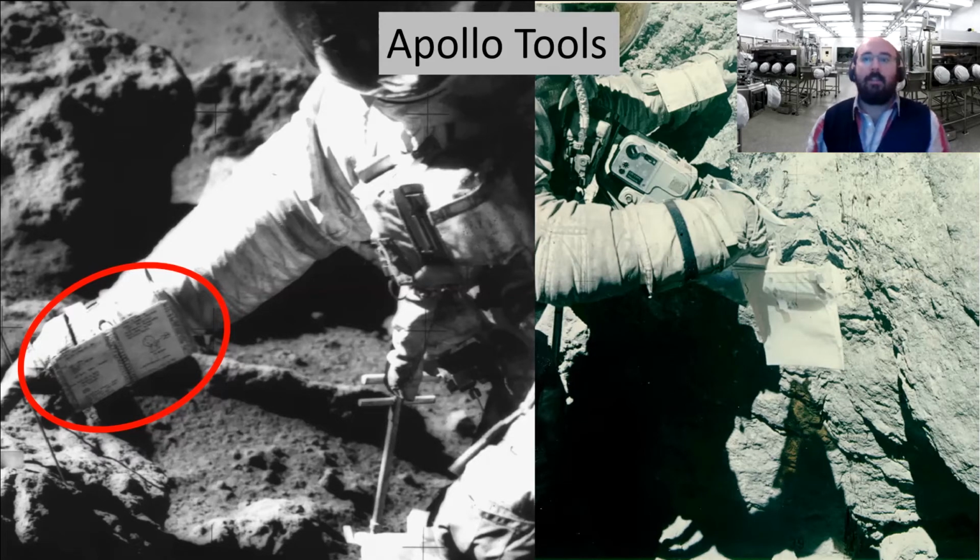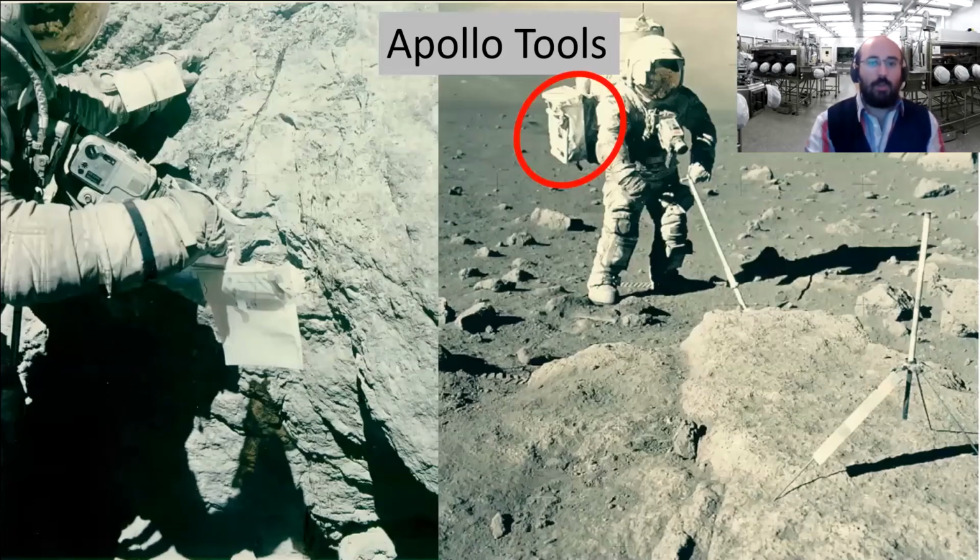Once they'd identified a sample they wanted to collect, this was then bagged up into a small bag. In fact, 2 astronauts were needed to fully sample a rock. They would bag up the sample in this smaller bag, and then the other astronaut would have to put it in a larger container that's on the astronaut's back, as circled by the red circle there.